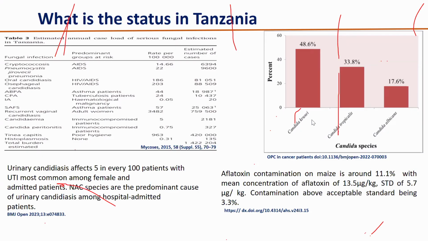But looking at the urinary candidiasis, it is very rare for the population that we studied in Tanzania. We found 5 in every 100 patients with urinary tract infection were having urinary candidiasis. The prevalence is very low, but that doesn't mean that we should close our eyes when it comes to urinary candidiasis, because with time, this is going to increase.